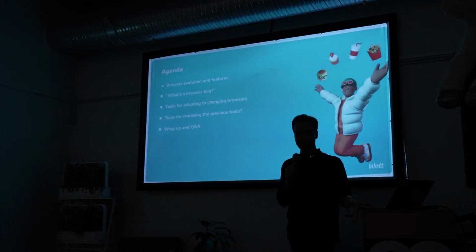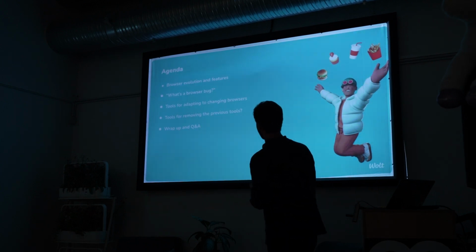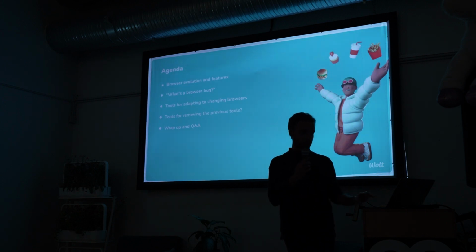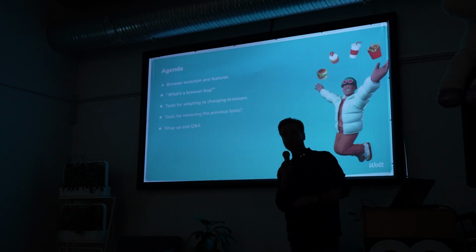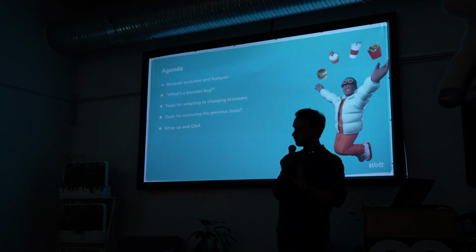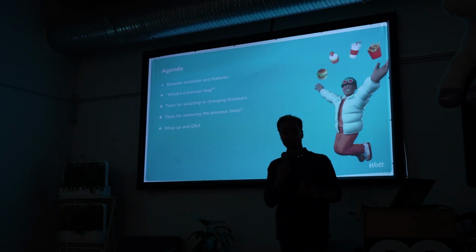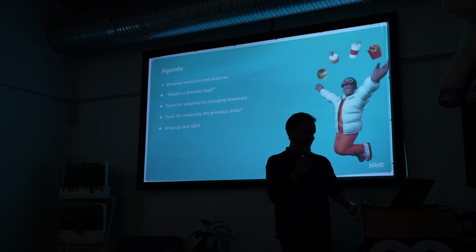All right. So what are we going to talk about today, right? Keeping this in mind, we're going to talk a little bit about browser evolution and features. We're going to try to arbitrate what's a browser bug and what is not. It's a little bit of a futile attempt, but we're going to attempt to do that just for the sake of fun, I think. We're going to look at tools for adapting to this changing browser landscape, and perhaps some tools to remove those previous tools when the landscape no longer applies. I'm sure this will make sense by the end. And hopefully we'll have some time for a Q&A and a wrap-up.